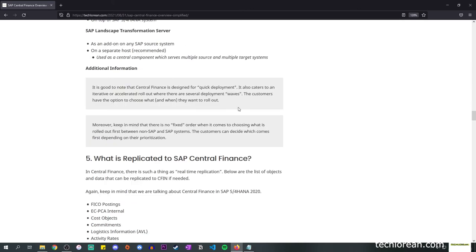Before I close this video, I wanted to also add some information. When it comes to Central Finance, it's designed for a quick deployment approach. It also caters to an iterative or accelerated rollout. So if you're familiar with deployment waves where you have wave 1, 2, 3, 4, that is possible or realistic with Central Finance. And the customers do have the option to choose what and when they want to roll out. I added an example here that there is no fixed order when it comes to choosing what is rolled out first. So if you have a number of non-SAP systems, you have a number of SAP systems, when it comes to the decision-making, the customers can decide which comes first depending on their prioritization. So it doesn't matter if you start with non-SAP first or SAP.